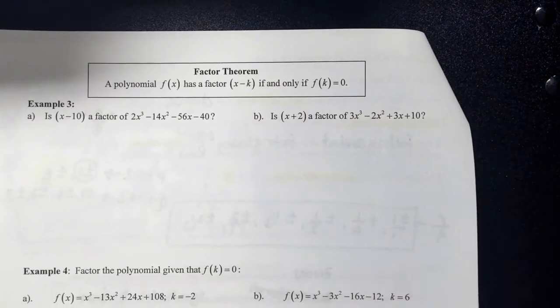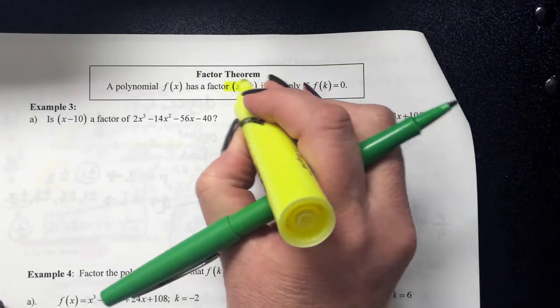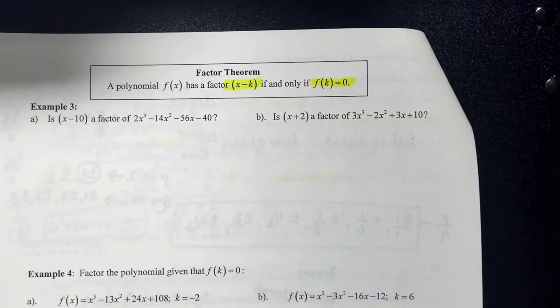Factor theorem. It's kind of the reverse of the remainder theorem. A polynomial has a factor of x minus k if f of k is equal to 0. So if your remainder is equal to 0, then x minus k is a factor of that particular polynomial. So in this question, is x minus 10 a factor? What would the remainder have to be if x minus 10 is a factor? The remainder would also have to be 0. So go ahead and do your synthetic division.